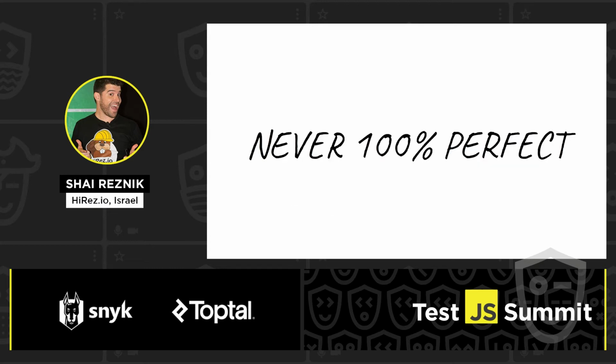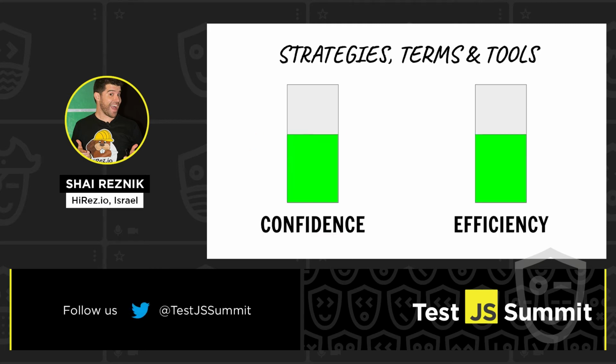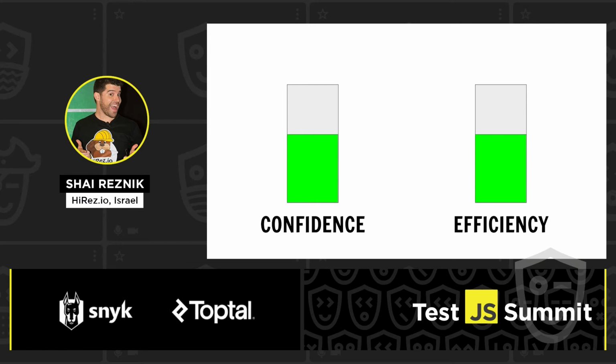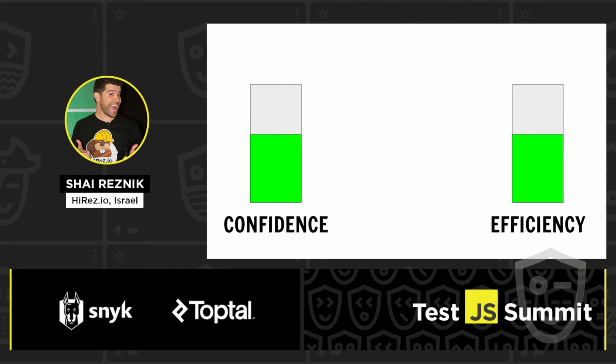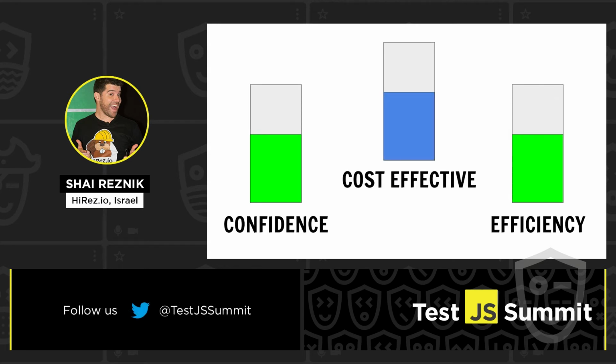So although you can never reach a 100% perfect point, you will always suffer from bugs. The point is to find a balance between the confidence and efficiency we have from a specific strategy, term, or tool. So then I thought about, okay, what can define this balance? How can I use one single term to define this balance between confidence and efficiency? And the only thing that came to mind was cost effective. Okay, how cost effective is this strategy?